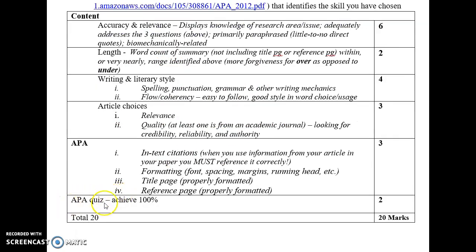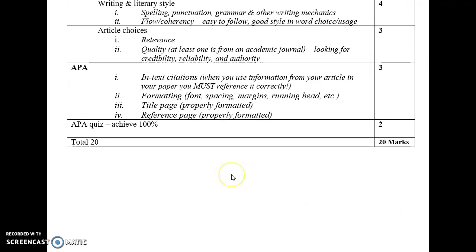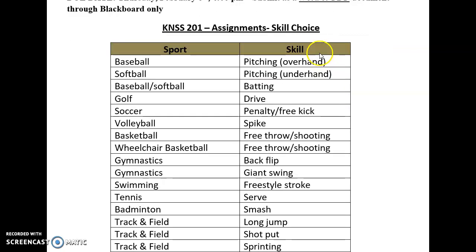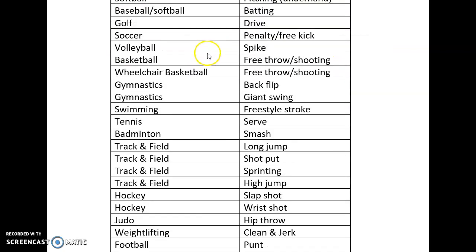And don't forget that the APA quiz there, you need to achieve 100% on that to get those 2 marks regarding that. The deadline or the due date for this, I have bumped it back since we discussed this in class. It will be on Thursday, February 6th at 4 p.m. And again, you need to submit this as a Word or PDF document. And here is the list of skills that you may choose from.